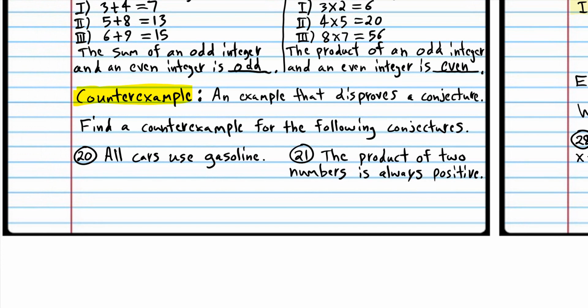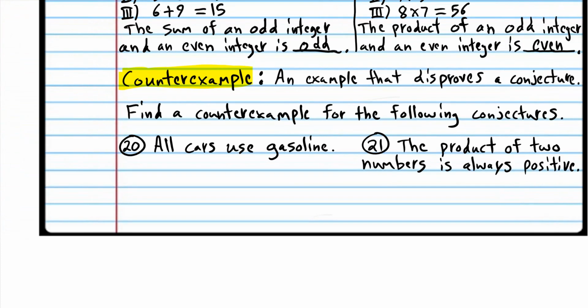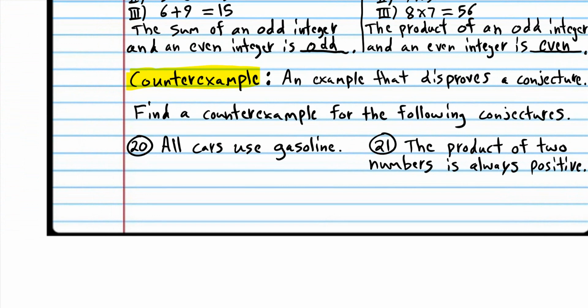So see if you can find a counterexample for the following statement: all cars use gasoline. So that's a conjecture. Pause the video, see if you can come up with a counterexample. All right, we're back. A counterexample is some cars use electricity. They're electric cars.